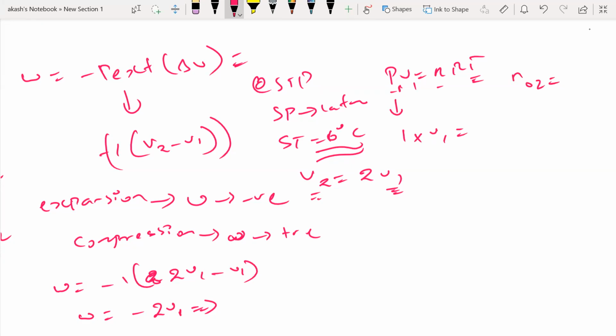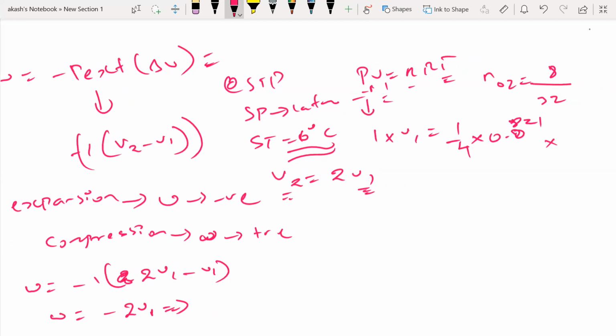Number of moles of O2 is given mass 8 grams divided by molecular mass of O2, 32 grams. That is 1/4. Into R value using liter atmosphere, that is 0.0821, into temperature, now 0 degrees Celsius, that is going to be 273 Kelvin. Or is there any other better way?